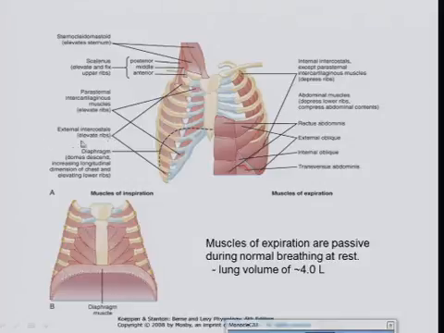Now, another thing we're going to talk about is active inspiration. Active inspiration is where we need to increase the inspiratory volume or rate due to primarily exercise or any other cause that causes an increase in oxygen demand. So no matter what activity we're involved in, if we need more oxygen to our body, we're going to increase our inspiratory effort. When we increase our inspiratory effort above and beyond resting inspiration, sometimes we will include other muscles.